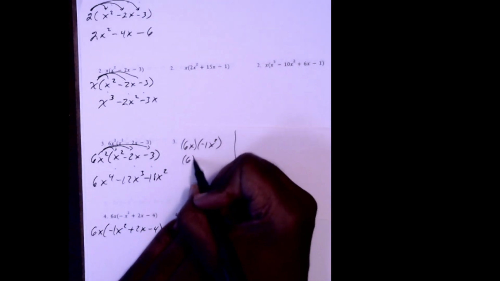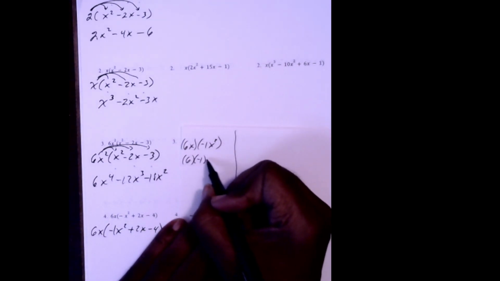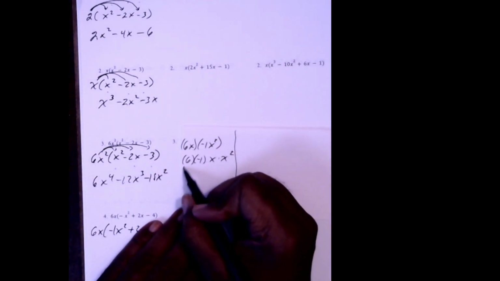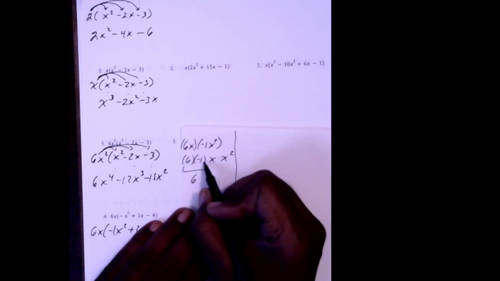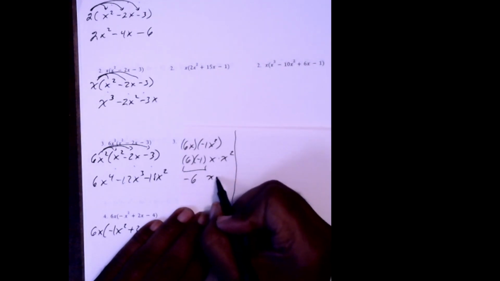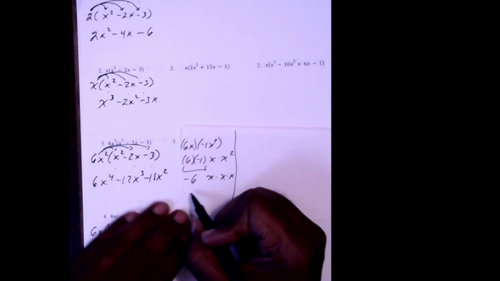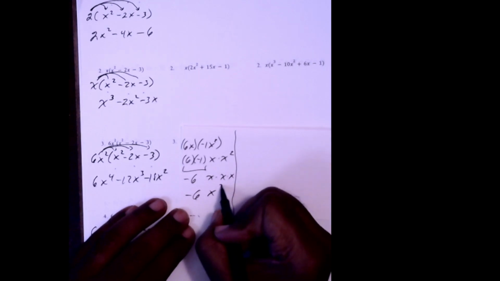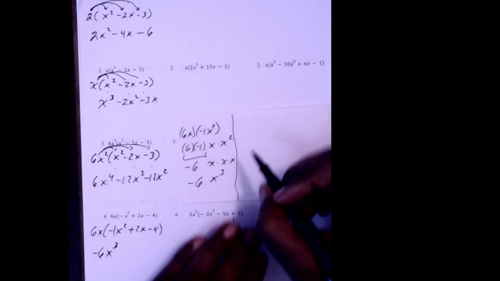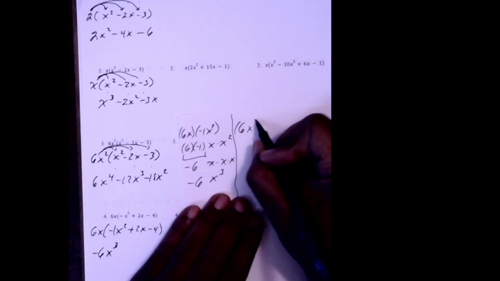This will give us a 6 times negative 1, and over here we have an x times x squared. So 6 times 1 is 6. When you multiply by one negative, you get negative. X times x squared is actually x times x times x, which is x cubed. So this is negative 6x cubed. So negative 6x cubed.